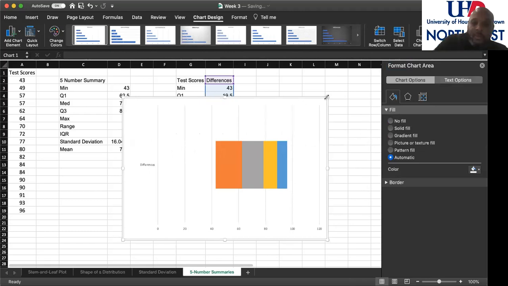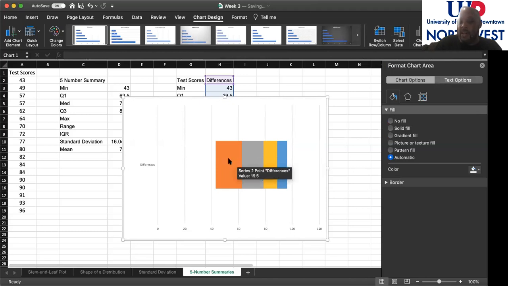Now, that means that from the gray to the orange is Q1. So that's going to make up the minimum of Q1. This gray part is from Q1 to the median. This yellow part is from the median to Q3. And this blue part is from Q3 to the max. So the box itself is from the gray to the yellow.